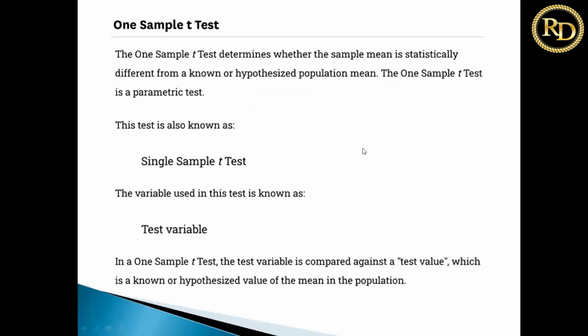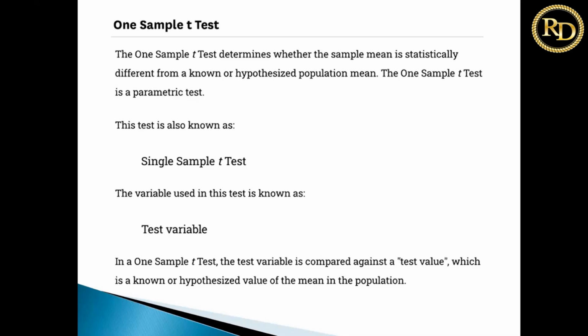What we do in the one sample test is check whether the sample is coming from a particular distribution. The one sample t-test determines whether the sample mean is statistically different from the known or hypothesized population mean. That is, that hypothesized population mean is coming from a particular distribution. The one sample t-test is a parametric test, and it is also known as the single sample t-test.